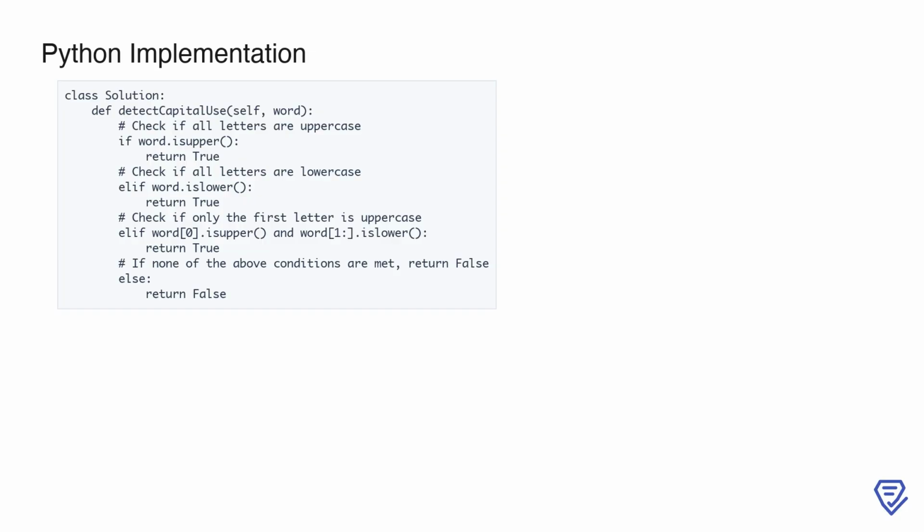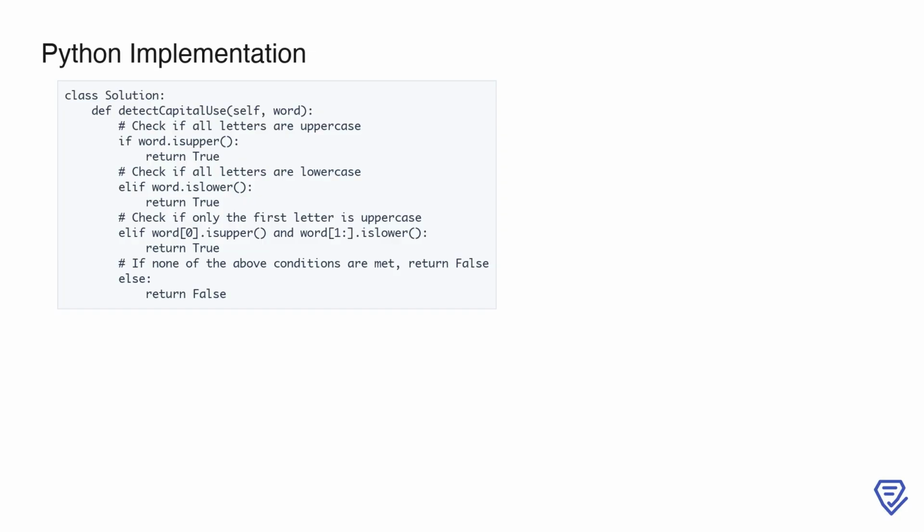If true, the word follows the rule for all lowercase and returns true. 3. The condition word[0].isupper() and word[1:].islower() checks if the first character is uppercase and the remaining characters are lowercase. If true, the word follows the rule for capitalization where only the first letter is uppercase, and it returns true. 4. If none of the above conditions are satisfied, the function defaults to returning false.